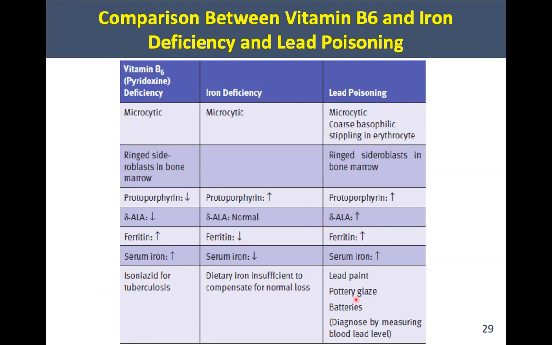of delta ALA. And then just as a reminder, some of the things that you want to look out for in a lead poisoning vignette are lead paint, pottery glaze, and sometimes again toys and stuff like that.